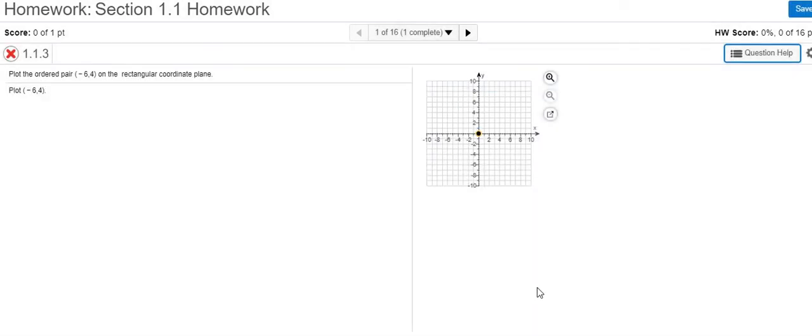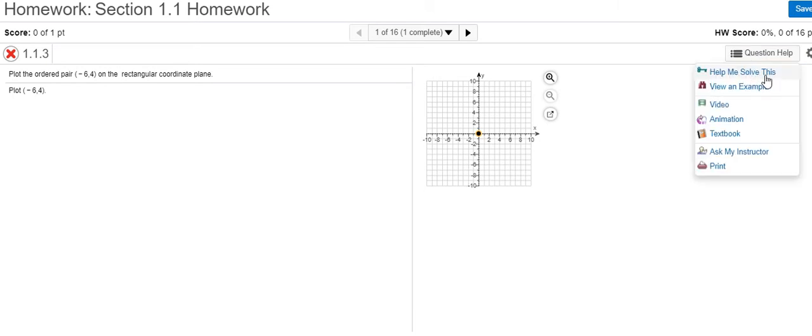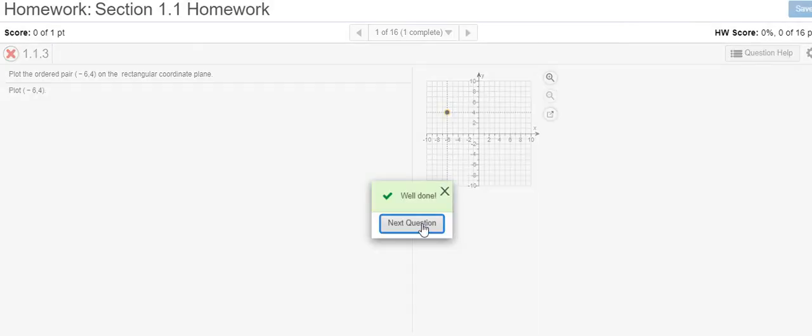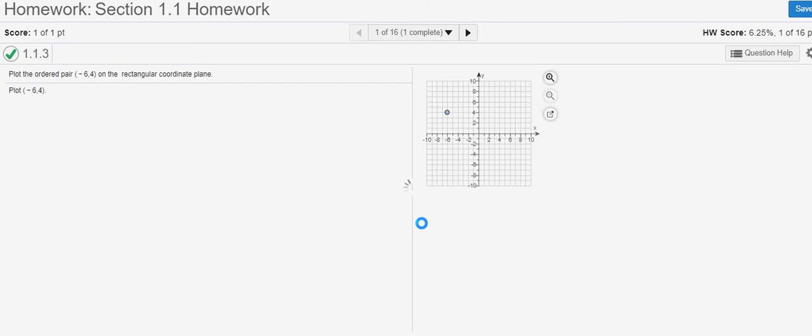You come back, and you're still on question 1 because what it did was it gave you a new question. So it gave you a chance to learn with the help from guided solution or help me solve, and now you have an opportunity to practice that question. So I'm going to go over -6, up +4, click check. Good job. Next question.